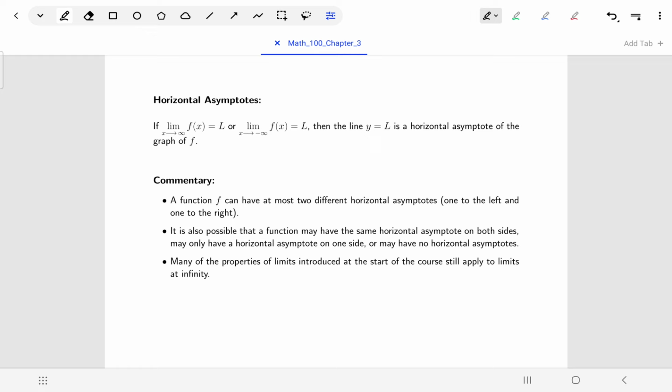The good news, as I say at the bottom, is that most of the properties for limits that we learned at the start of the term will still apply here when we're looking at these limits at infinity.